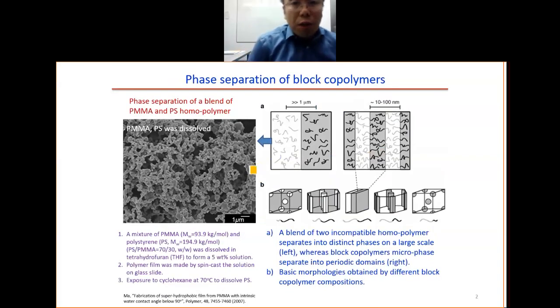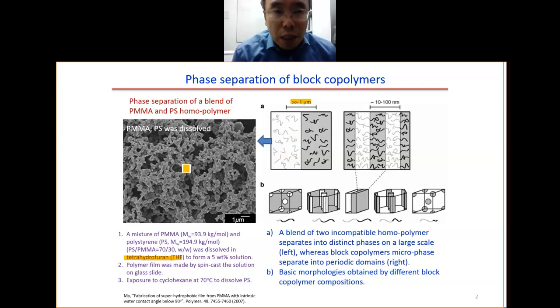So why do we need block copolymer? In this case, we have two polymers, here PMMA and polystyrene. We dissolve PMMA and polystyrene in tetrahydrofuran solvent, then we spin coat to form the film. Afterwards, we remove one of the blocks. In this case, we use cyclohexane at 70 degrees to dissolve the polystyrene. What you see here is the PMMA. You can see there is phase separation, but you get a random pattern, and also the feature size is much bigger than 1 micrometer. So this is not useful.